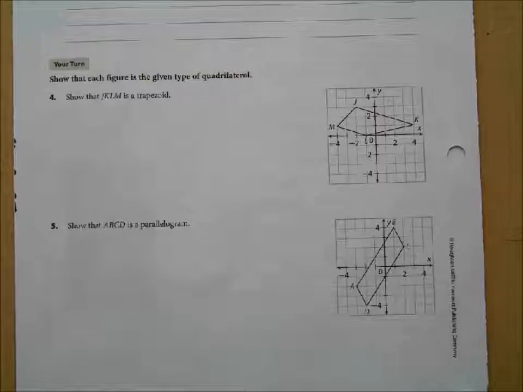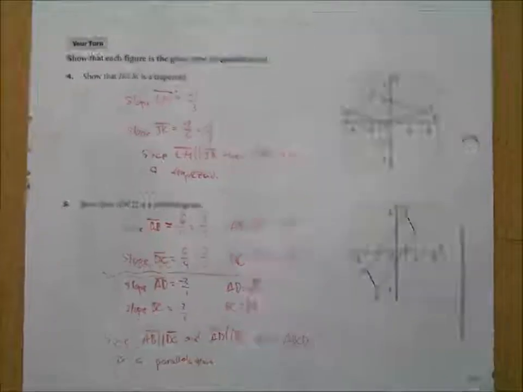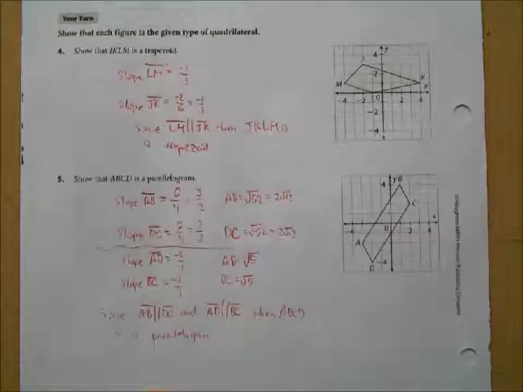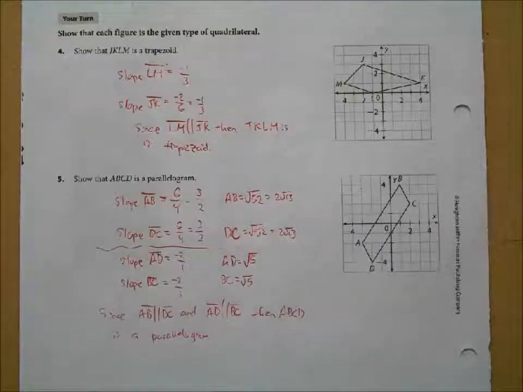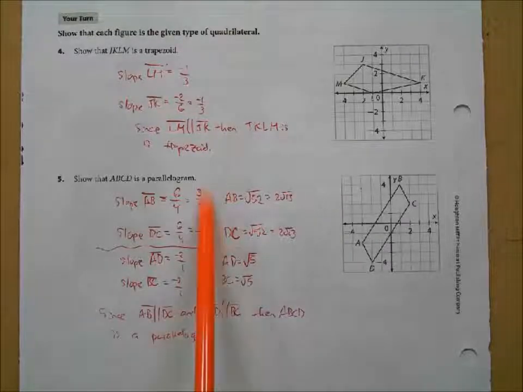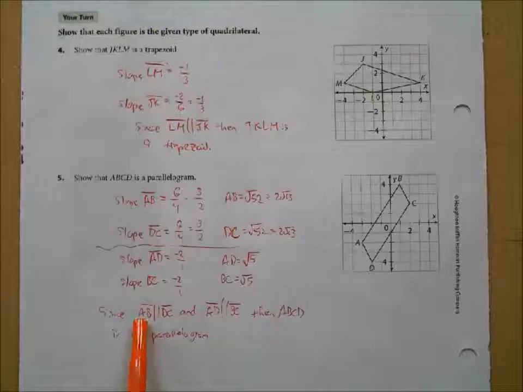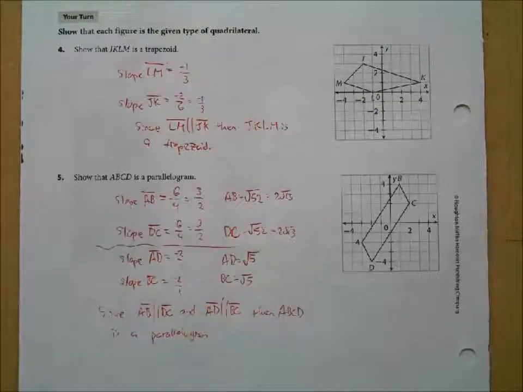Okay, so again, no surprises here, right? It's kind of just like what we did. Number 4, got the slopes, right? We have LM parallel to JK, so JK is a trapezoid. Number 5, I got the slopes, and so I said AB is parallel to DC and AD is parallel to BC. And so therefore ABCD is a parallelogram.